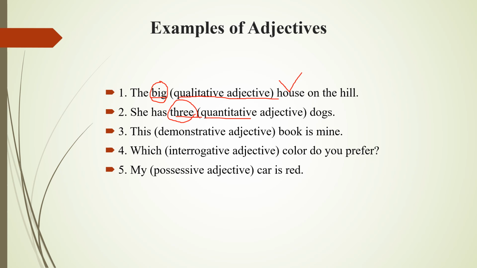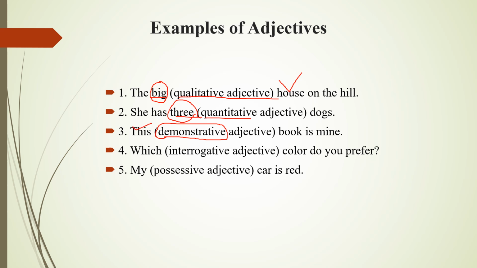This book is mine. This is a demonstrative adjective. And what does it do? It denotes that the book which is in front of me, this book. So many books are there, but this is my book.